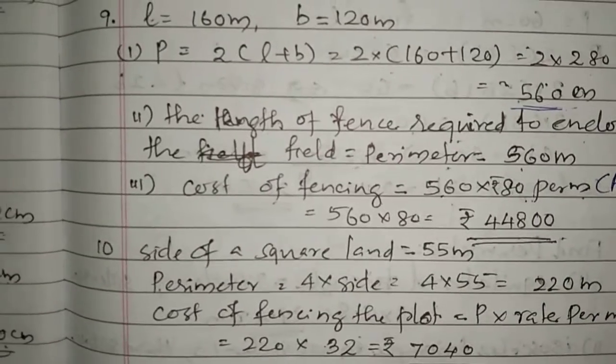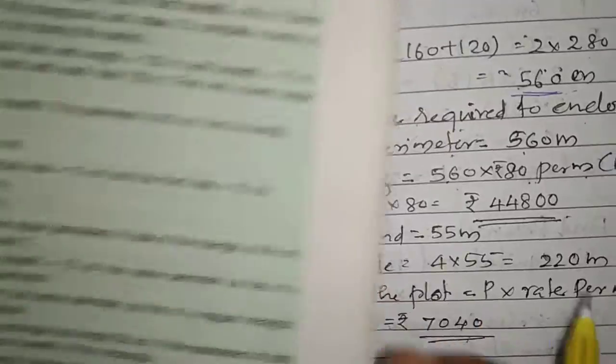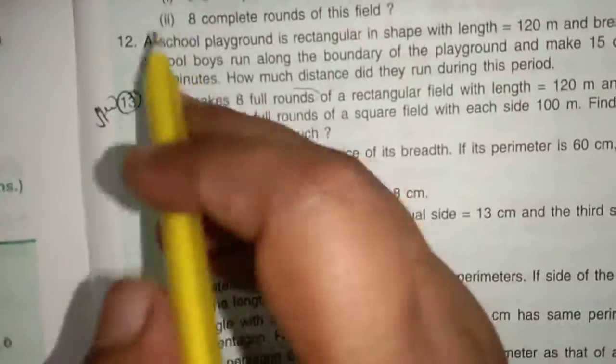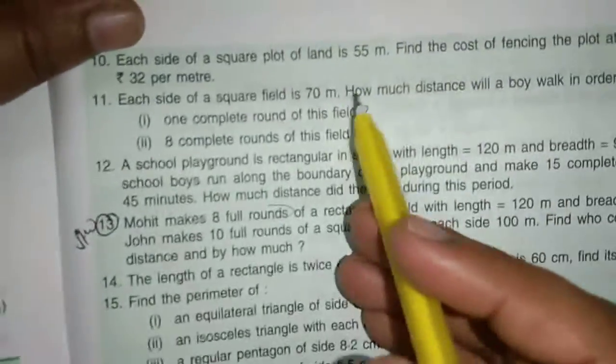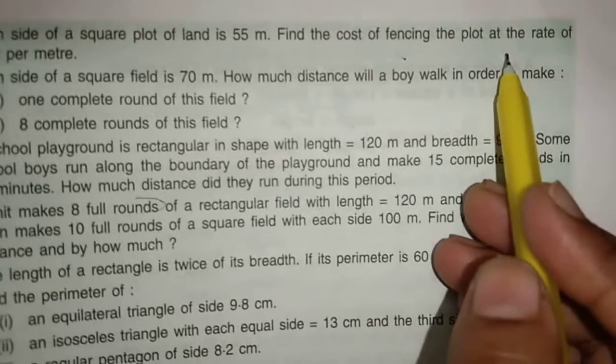Okay, moving to the next, 10th question. Look at here. Each side of a square plot is 55 centimeter. Find the cost of fencing. The same type of question.